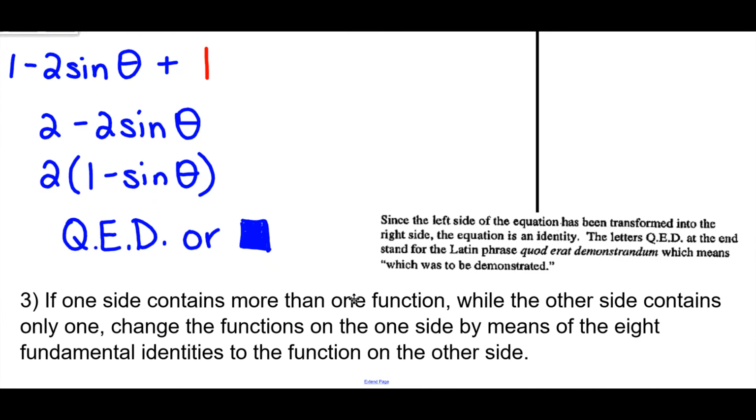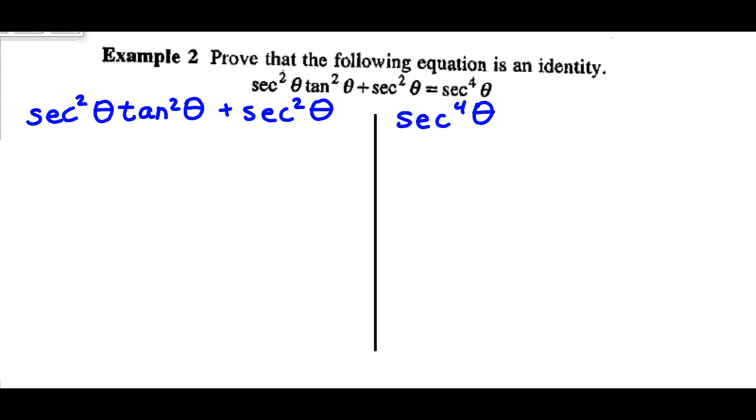Suggestion number 3 says if one side contains more than one function, while the other side contains only one, change the functions on one side by means of the 8 fundamental identities to the function on the other. So we're going to do an example of this in example number 2. In example 2, I already have this set up. The left-hand side of my equation is over here, the right-hand side is over here, and I need to determine which side is more complicated. This one's pretty easy. My left-hand side is more complicated. We're going to work on that one.